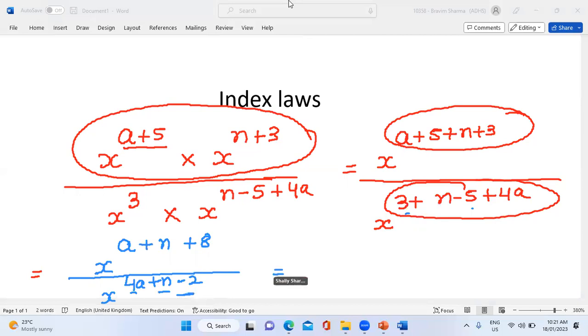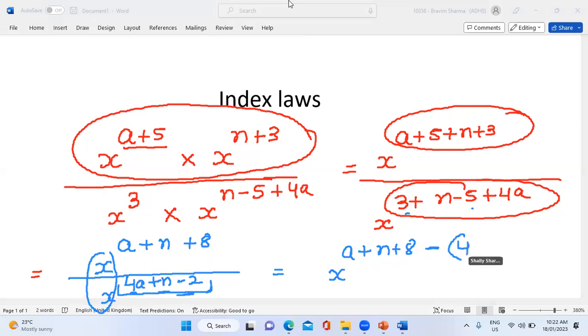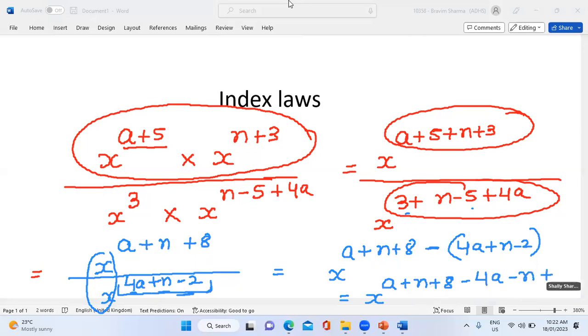Now we will apply the index law of division. So it will be x to the power of a plus n plus 8. Now because in the exponent we have more than one term and we are subtracting, it is better to write them in the bracket. So this would be equal to x to the power of a plus n plus 8 minus 4a minus n plus 2, because this minus will change all of these terms' signs.